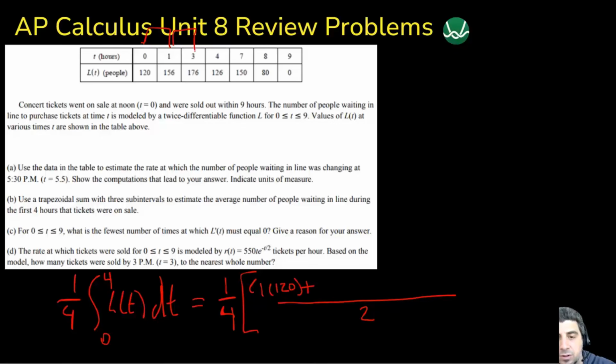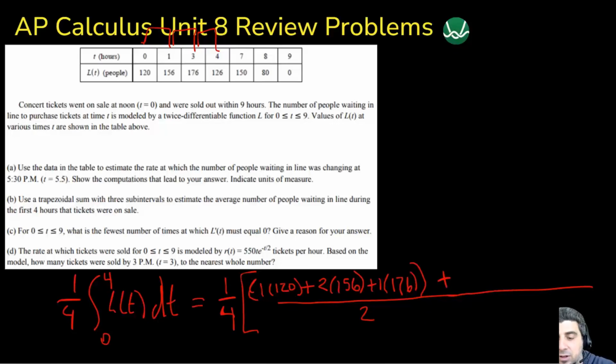The next subinterval goes from 1 to 3. It's 2 units wide, and the left endpoint is 156. And the third subinterval goes from 3 to 4. It's 1 unit wide, and the left endpoint is 176. So we have all that. That's the left endpoint method plus, now we're going to do the right endpoint method.